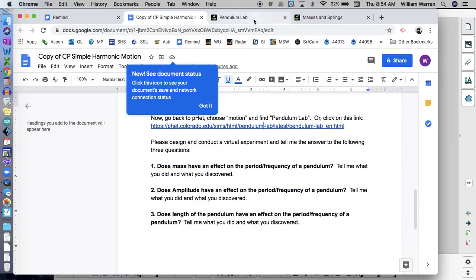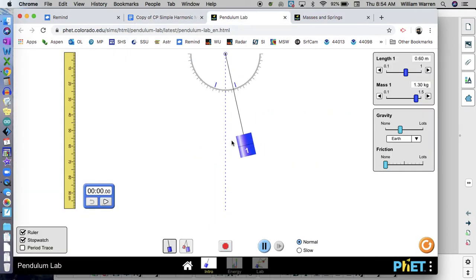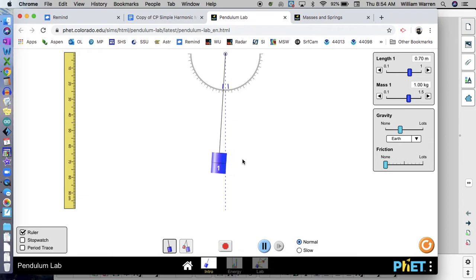So amplitude is a word that means this. So let me reset this thing. Here's a small amplitude swing. It's not going very far out of its rest position. That's a small amplitude swing. Okay. This is a larger amplitude swing, right? It's going farther from its rest position. That's a larger amplitude swing.